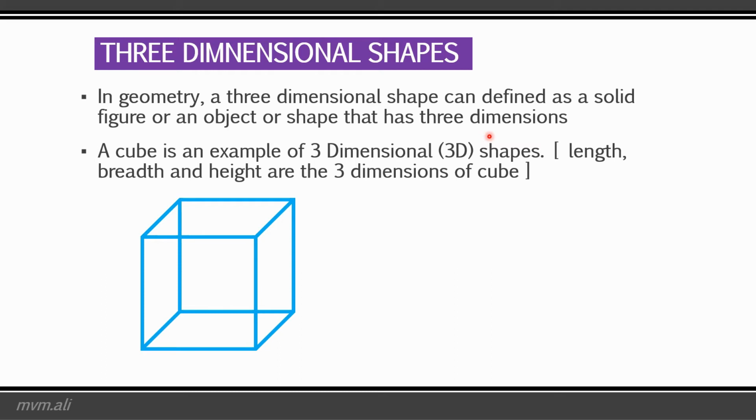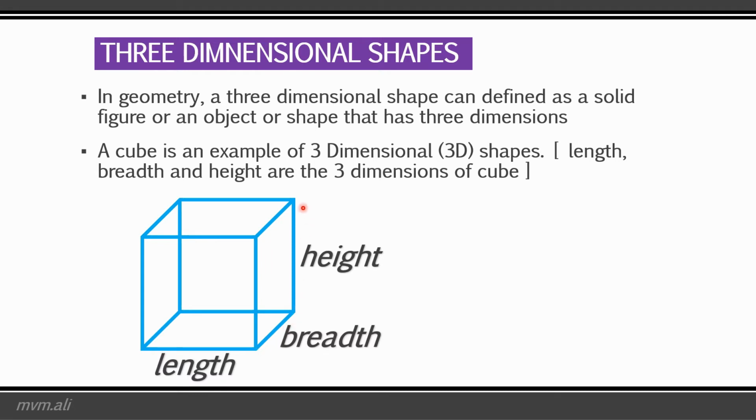For example, we can take a cube as an example of a three-dimensional shape. This is a cube. Okay, it is a box shape of a square. It has 3 dimensions: length, breadth and height. Length, breadth and height, these are the 3 dimensions of a cube. This is the length, this is the breadth and this is the height.